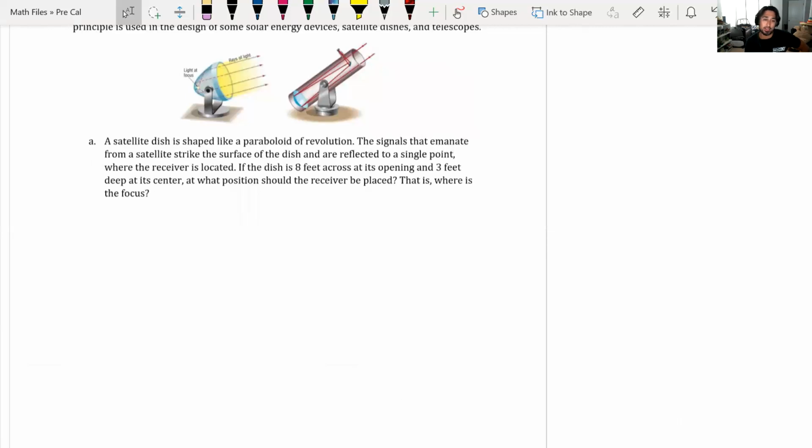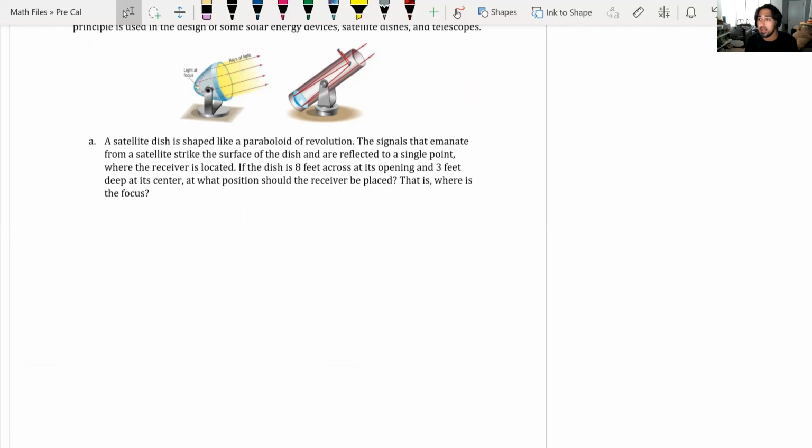A satellite dish is shaped like a paraboloid of revolution. The signals that emanate from a satellite strike the surface of the dish and are reflected to a single point where the receiver is located. If the dish is 8 feet across at its opening and 3 feet deep at its center, at what position should the receiver be placed? That is, where is the focus?